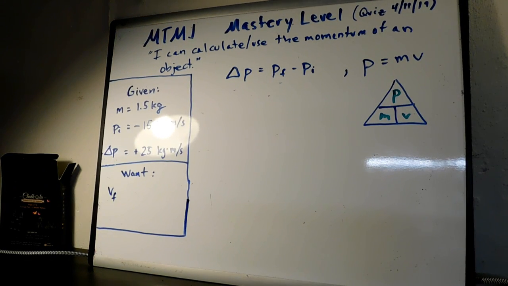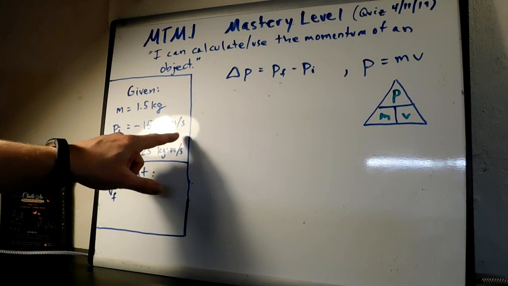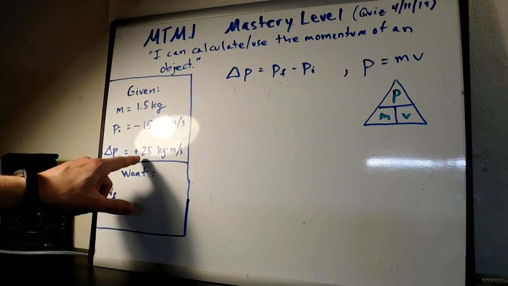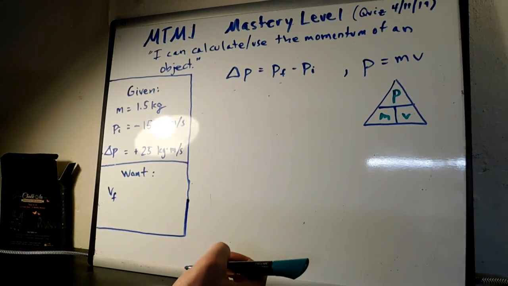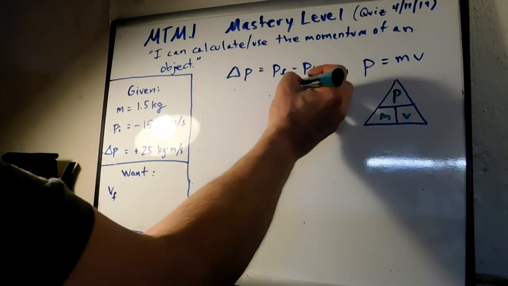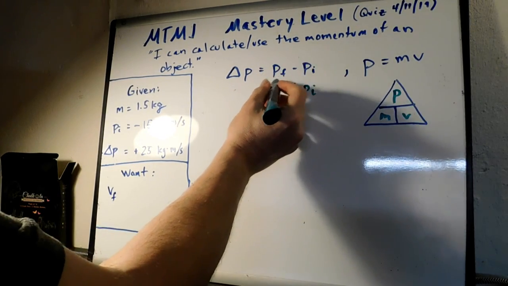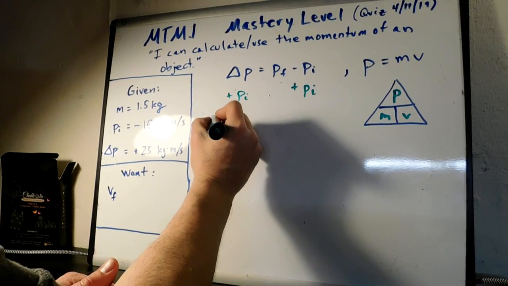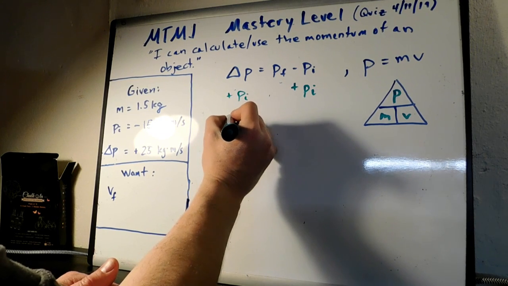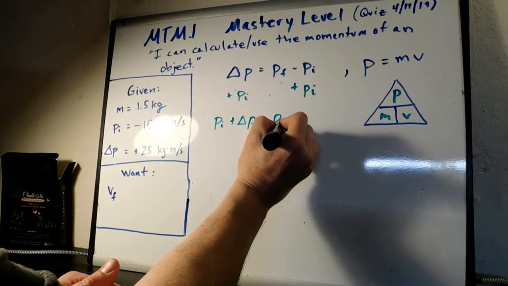All right, so let's get started then. We're given that the mass is 1.5 kg. We've got an initial momentum of negative 15 kg meters per second, and we have a change in momentum of plus 25 kilogram meters per second. So since we want the final, we're going to actually have to use just a tiny little bit of algebra here. We're going to add Pi to both sides so that we can solve for Pf. And we find then that we have Pi plus delta P equals Pf.